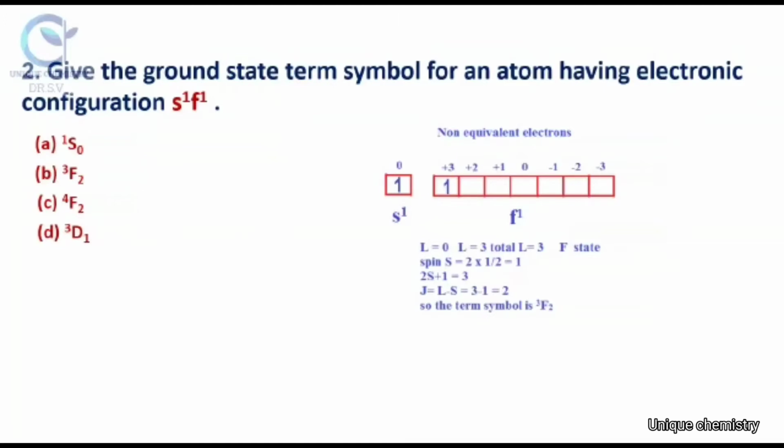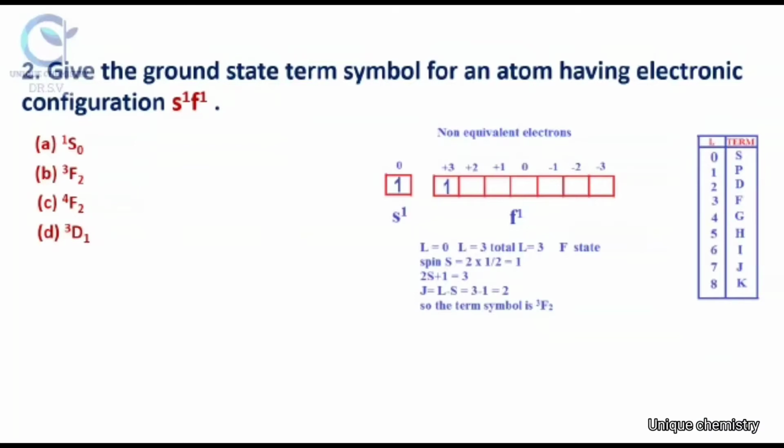And 2 unpaired electrons, so S is equal to 2 into 1/2, that is 1. And the spin multiplicity 2S plus 1 is equal to 3. Now J: because it's below half filled, J is equal to L minus S, that is 3 minus 1, which is equal to 2. So the term symbol is triplet F2.